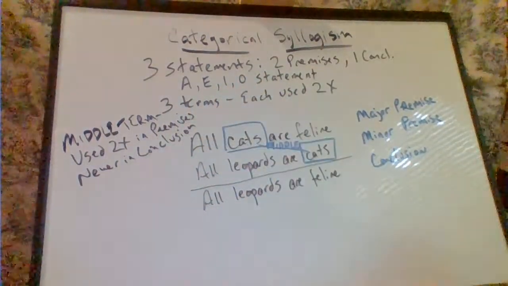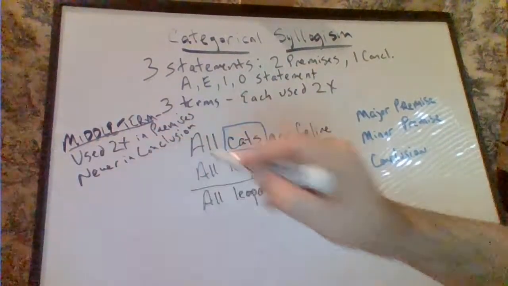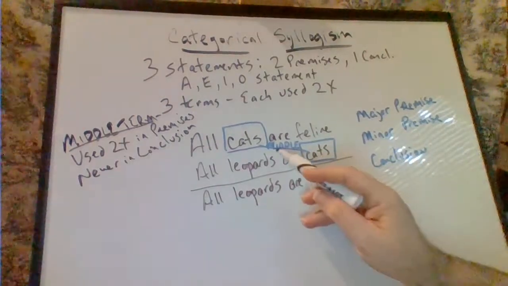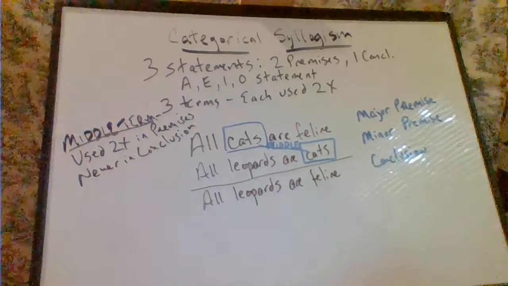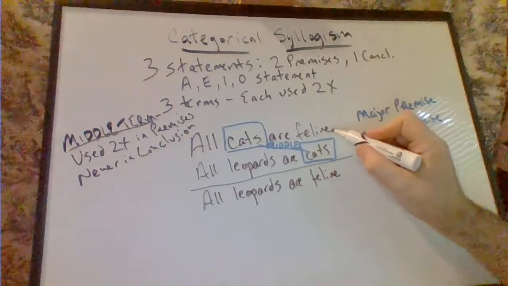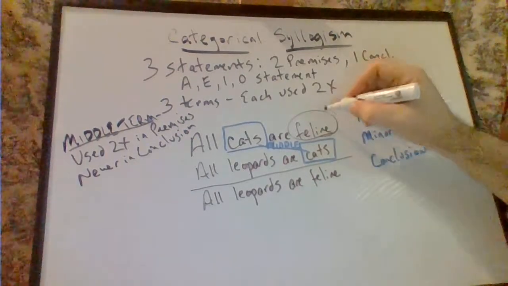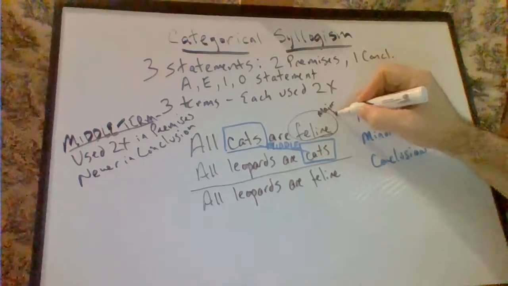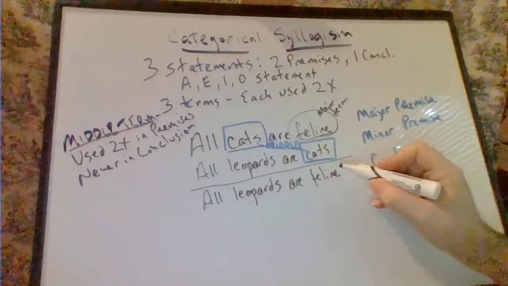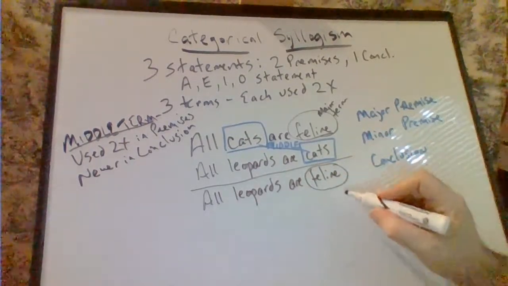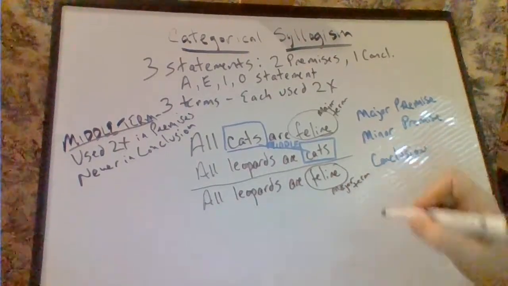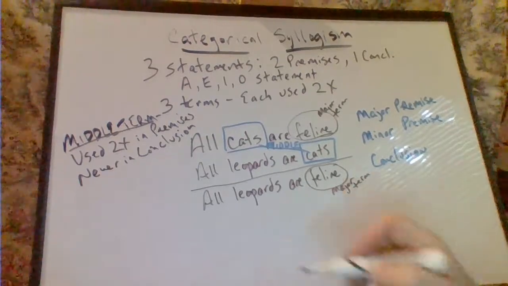So the middle term, used twice in the premises, never in the conclusion, just like this. All right. Now, once you have found what the middle term is, and you always have to find the middle term first to know the others, once you've found the middle term, then the term that's left in the major premise, in this case the word feline, is going to be referred to as your major term, simply because it's in the major premise and isn't the middle. The major term is always going to be also the predicate of your conclusion.